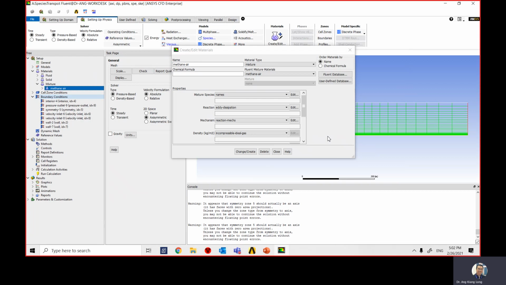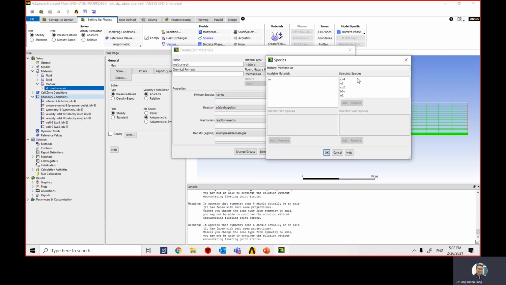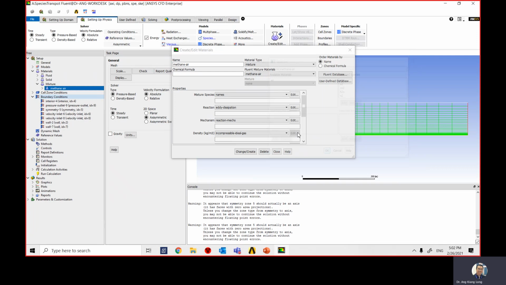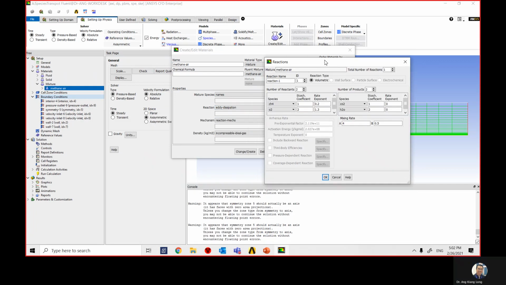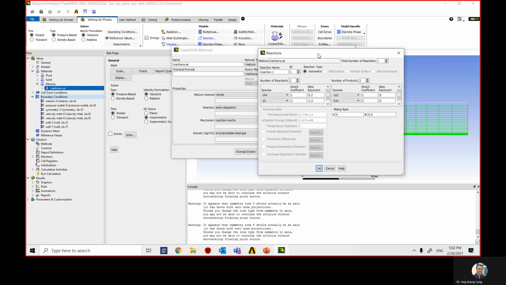Then after you check the species, right? Just now you click edit, then you go and check the reaction. For the reaction, we use the eddy dissipation model. You click edit. So the reaction here, you will see all the settings for the reaction using eddy dissipation.